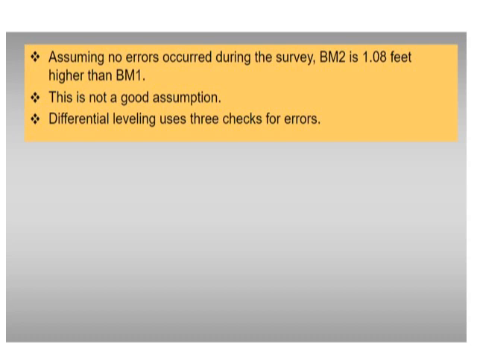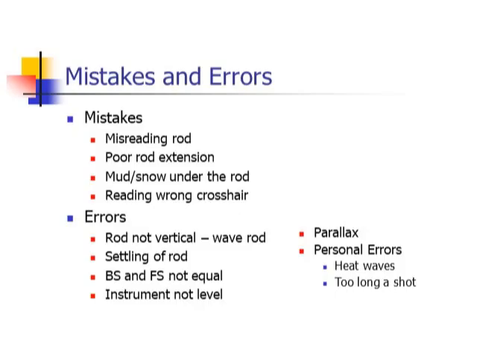This is not a good assumption. Differential leveling uses 3 checks for errors. Mistakes can happen if you misread the rod, have poor rod extension, mud or snow under the rod, or read the wrong crosshair. Errors include the rod not being vertical, waving the rod, settling of the rod, BS and FS not equal, instrument not level, parallax and personal errors. Personal errors include heat waves or sights that are too long or too short.